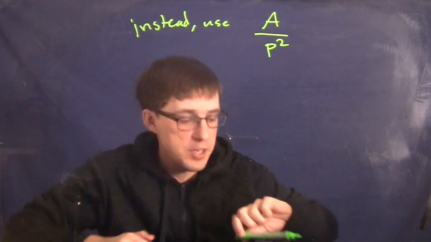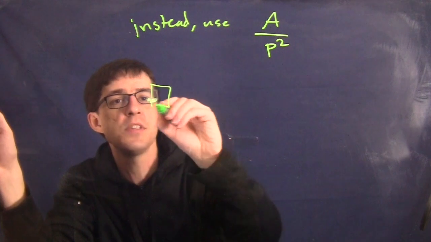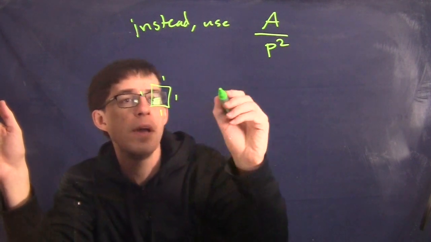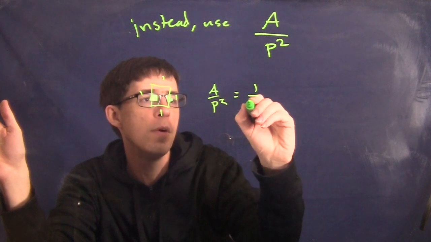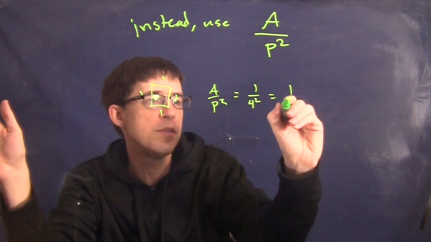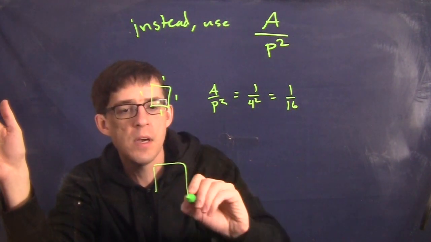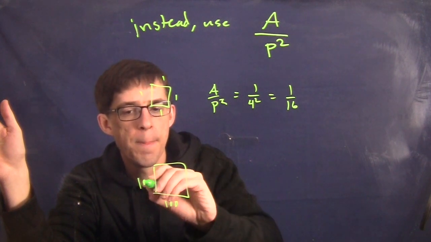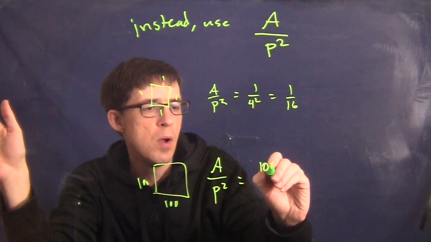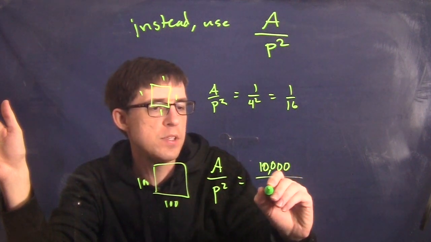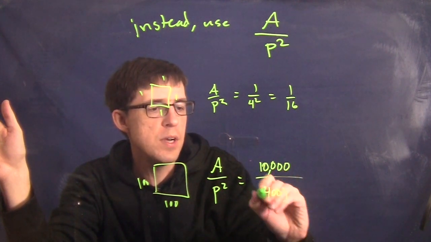And if you look back at the square again, in this case, the area over perimeter squared would be 1 over 4 squared, which is 1 over 16, right? What about when it's 100 on all sides? Here it would be area divided by perimeter squared, which is now 10,000, like it was before, divided by 400 squared.